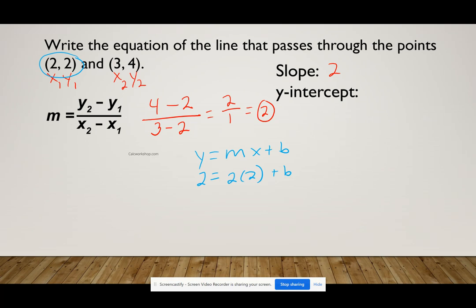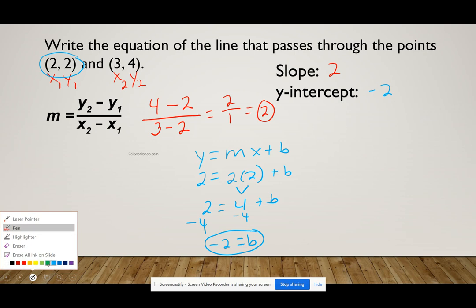So now I have to solve for b. I can do this multiplication here and it gives me 4. So I have 2 equals 4 plus b. If I want to get b by itself, I have to take away the 4 that's on the same side. So 2 minus 4 gives me negative 2 for my b value. So therefore, my y-intercept is negative 2.